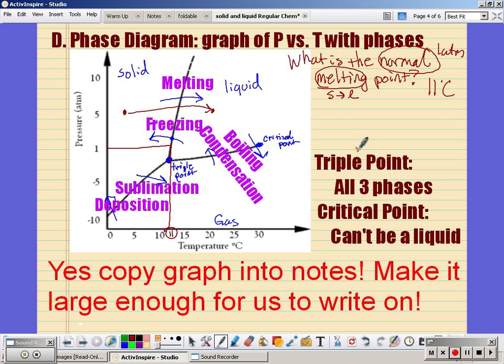If it said, what is the normal boiling point? I know normal means 1 atm, and I know boiling means liquid to gas. So I would just continue my line over till I hit the liquid to gas line, and I'd come down, and that looks to be about 30 degrees Celsius.